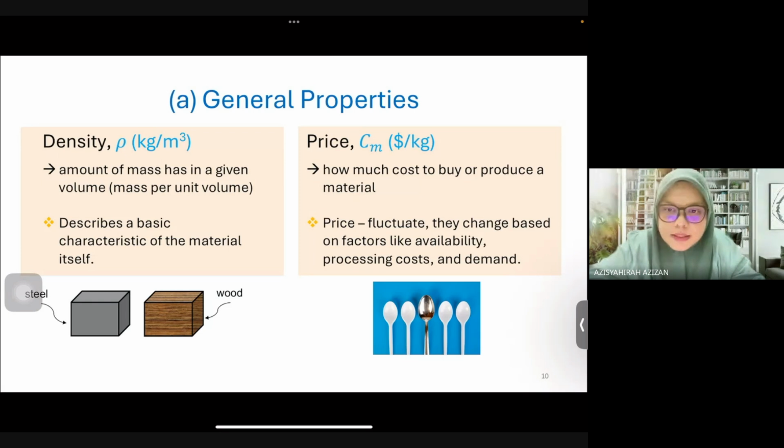Price does not describe how the material behaves in a scientific sense, but this price as a property is important in the material selection process. So to conclude, density will tell you how heavy a material feels for its size, and price tells you how much money the material will cost you, right?